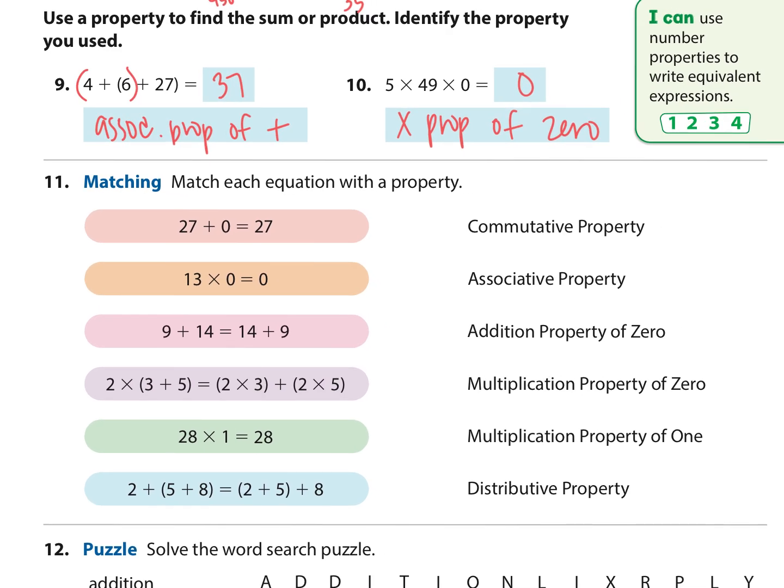Parentheses. Distributive property also has parentheses. So I know that this option here is either going to be distributive or associative, and this is going to be the other. You shouldn't match it to anything else. Okay, you and your tables work together. See if y'all can figure out what goes to what. We're on the matching part. So y'all discuss, y'all talk about it. We're going to draw a line to the match.